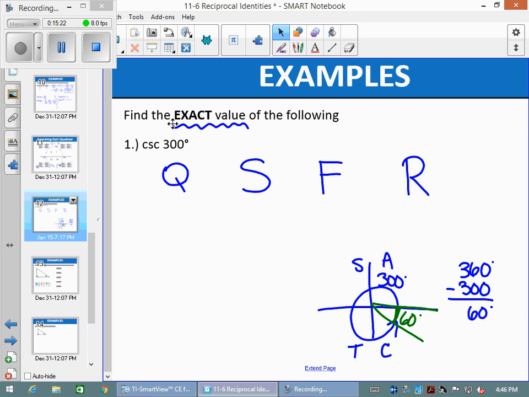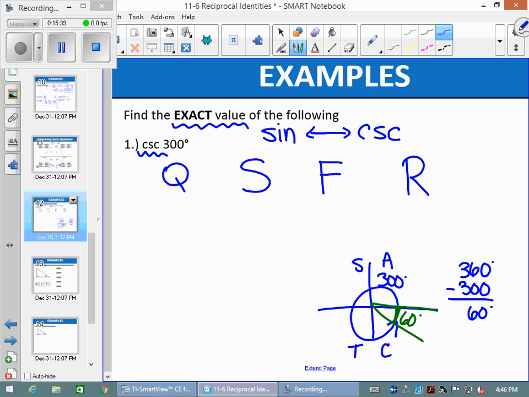Now, we are dealing with a reciprocal function. We're dealing with cosecant. So in quadrant 4, I'm thinking about sine, because sine and cosecant are reciprocal functions, and they follow the same signs. If I'm in quadrant 4, the sine function would be negative, so is the cosecant function. The function isn't sine, but we're using sine as our reference. We have a reference angle of 60 degrees, and now we know that the cosecant of 300 is equal to the negative cosecant of 60.